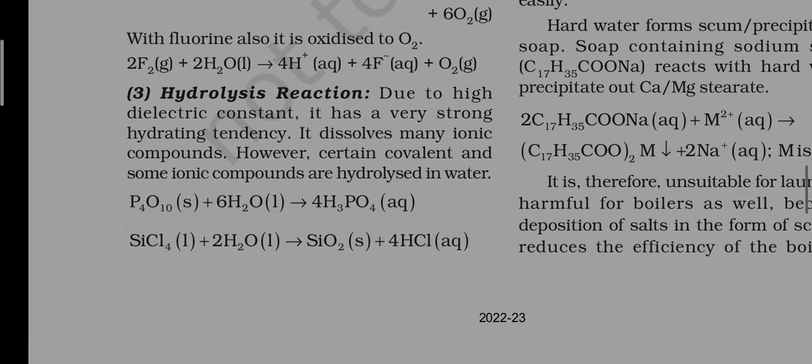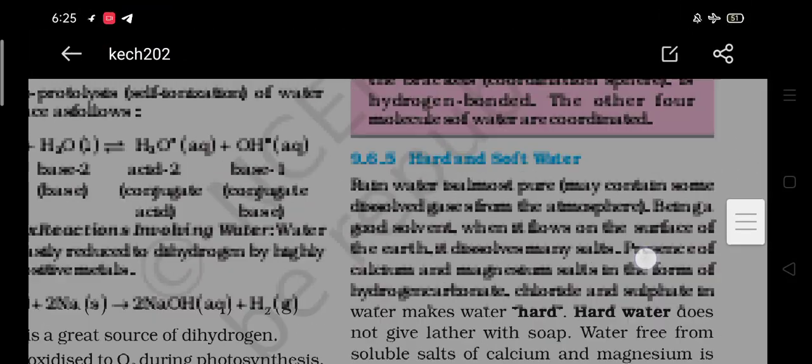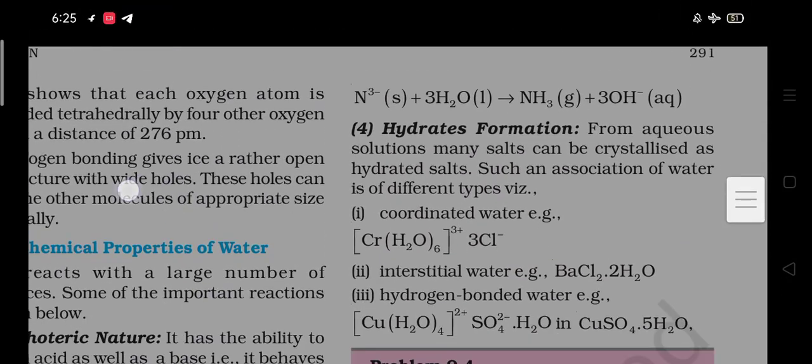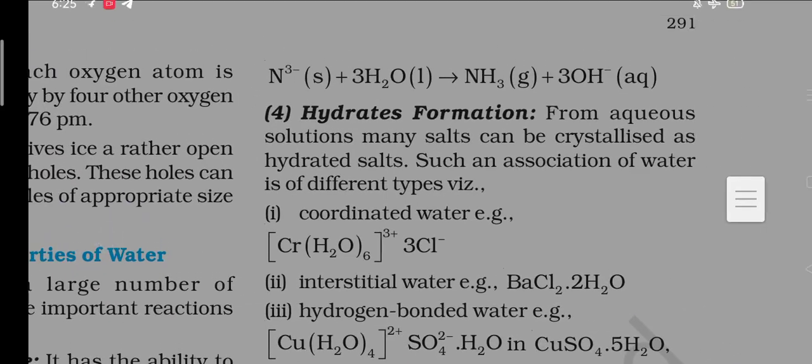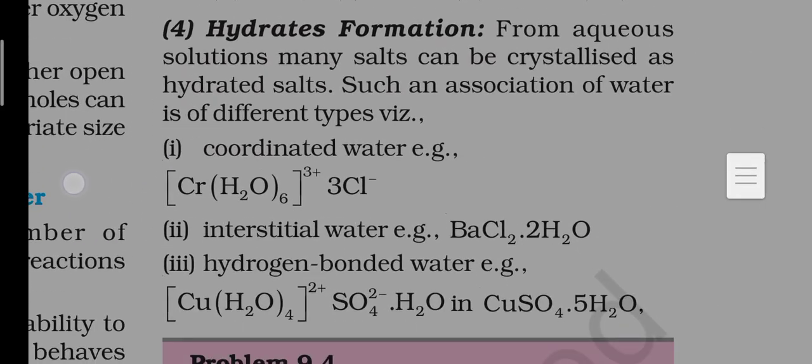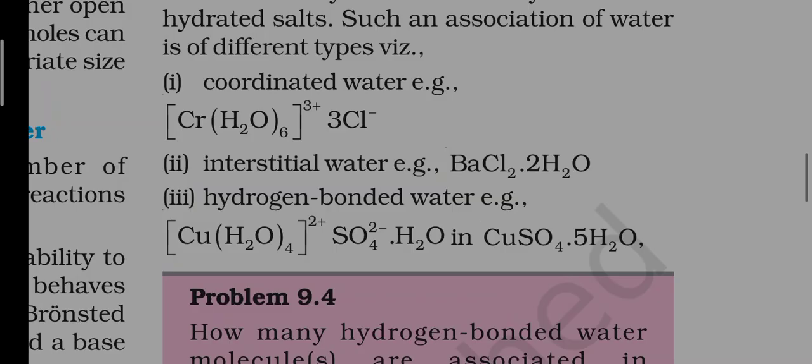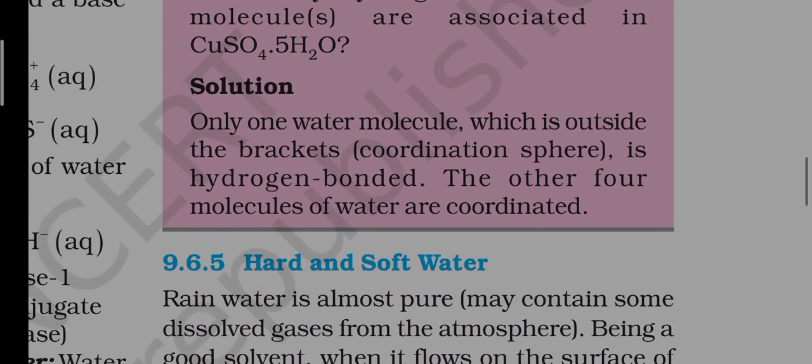Next reaction is hydrolysis reaction. Due to high dielectric constant, it has a very strong hydrating tendency. It dissolves many ionic compounds. However, certain covalent and some ionic compounds are hydrolyzed in water. Next reaction is hydrate formation. From aqueous solutions, many salts can be crystallized as hydrated salts. Such association of water is of different types, that is, coordinated water, interstitial water, hydrogen bonded water, etc.